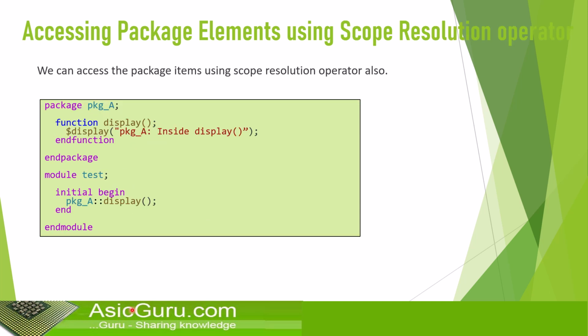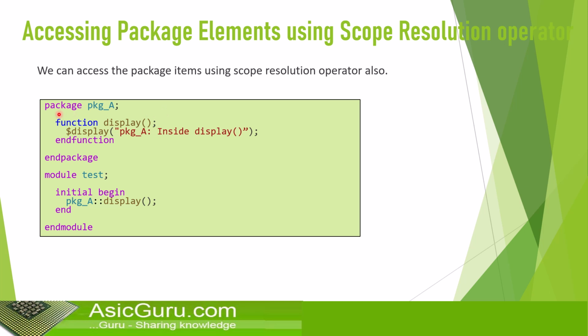So there is one more way for accessing the package elements, and that is by using the scope resolution operator. The scope resolution operator is basically used to refer to the identifier within the scope of the class. So if we are using the scope resolution operator, then there is no need for using the import statement. This is an example of how we can use it.